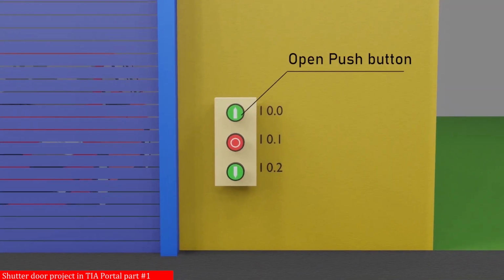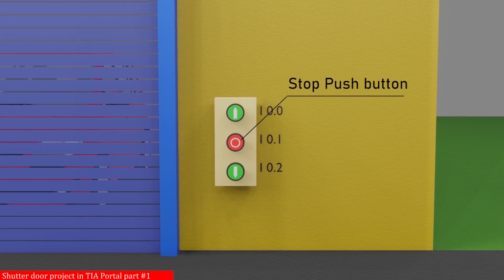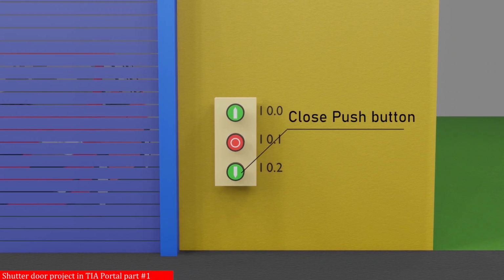We have a button to open the shutter door, which is connected to the PLC input I0.0. We have a red stop push button to stop the shutter movement at any place. This red stop push button is connected to the PLC input I0.1. Next, we have a button to close the shutter door.